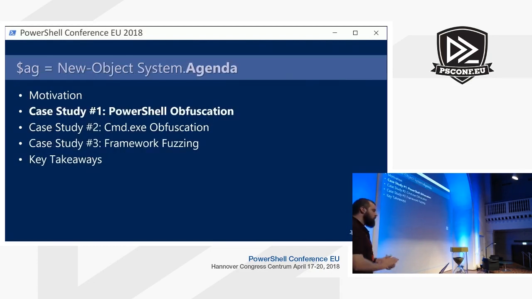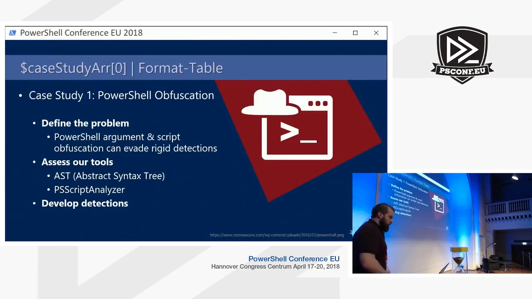All right. First case study, PowerShell obfuscation. Whenever it comes to detecting a new thing, first we want to make sure that we define the problem. What are we trying to detect? Assess our tools. What do we have at our disposal to detect this? And then develop detections around that.